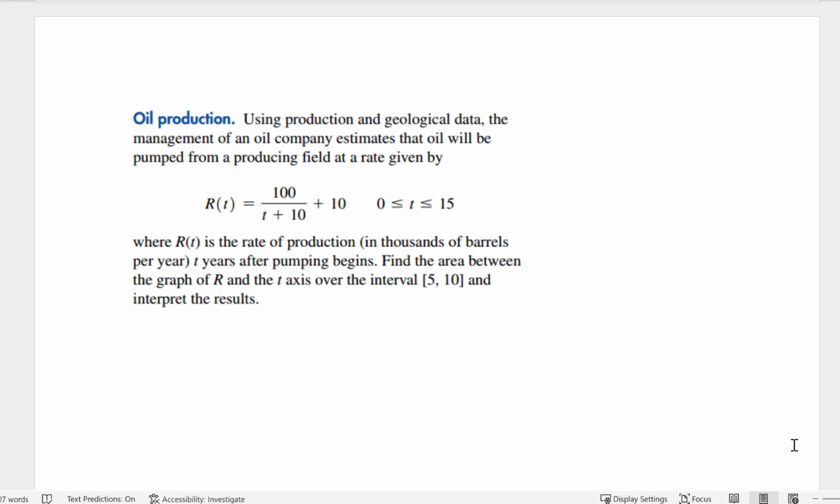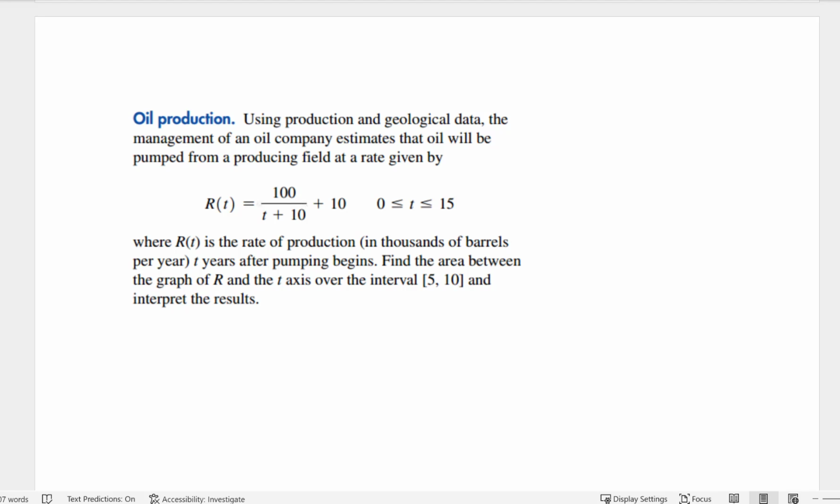So I have one more application for us. Using production and geological data, the management of an oil company estimates oil would be pumped from a producing field at a rate of R of t equals 100 over t plus 10, where t is from 0 to 15. R of t is the rate of production in thousands of barrels per year, t years after pumping begins. Find the area between the graph of R of t and the t-axis over the interval from 5 to 10. Interpret the results.